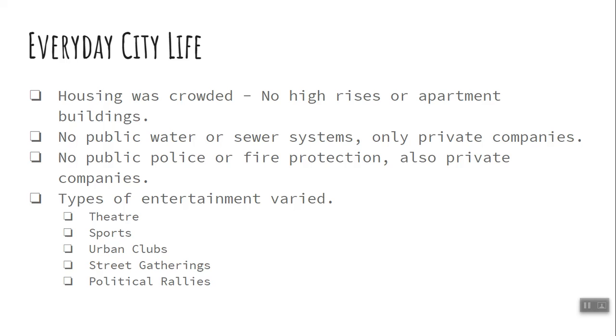Urban clubs. We're talking like adult fraternities. Some examples today you might find are like the Moose Club or the Elks or the Shriners. Well, back then they would have Freemasons. They have sporting clubs, like boxing clubs or horse racing clubs. Social clubs, where everybody gets together and they have social dances, social gatherings, all that stuff we're not supposed to do right now.